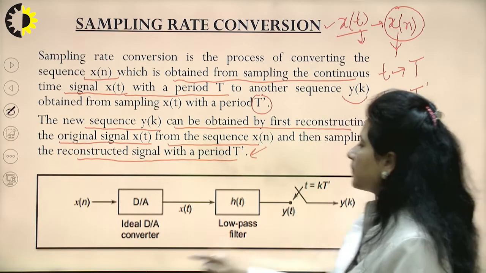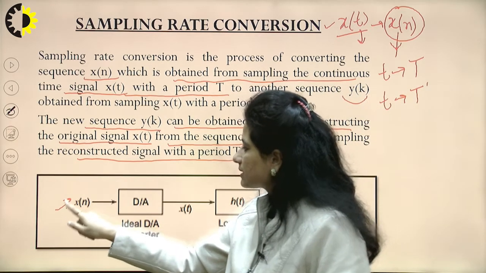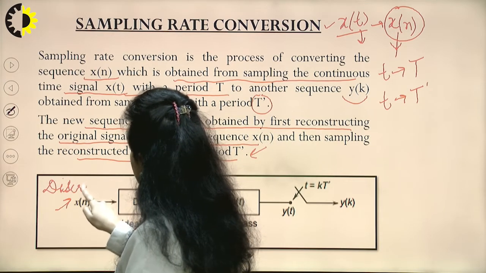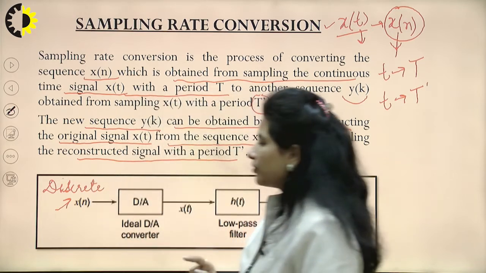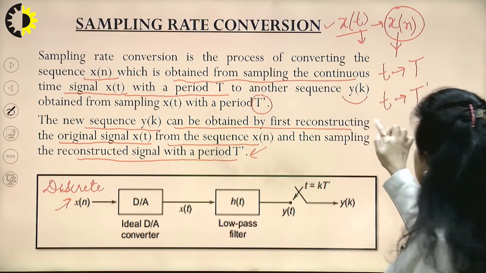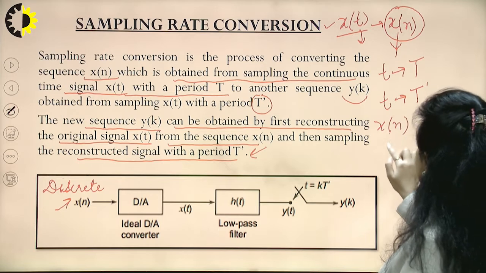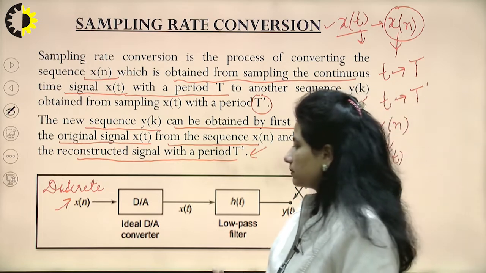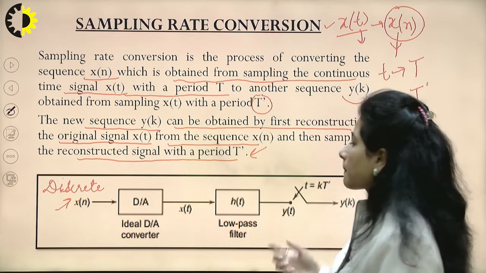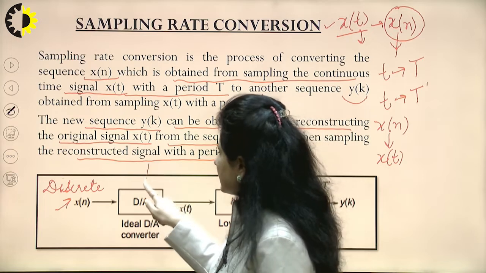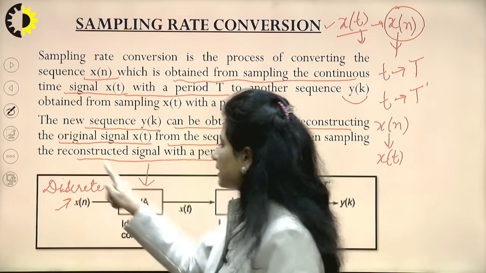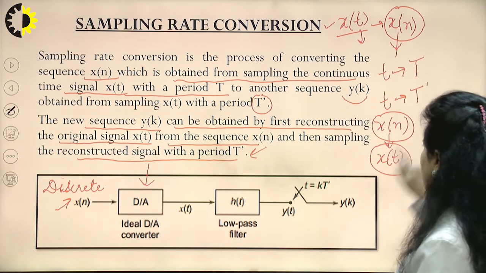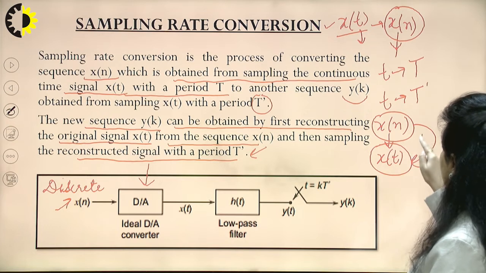Here, this is my x(n), a discrete signal or a sequence of numbers that I need to process. I would reconstruct it. Reconstruction means the given x(n) is converted to x(t). I'm performing the inverse process of sampling, so I have to do D2A conversion. From this discrete signal, I have to calculate the continuous signal. This is D2A conversion.